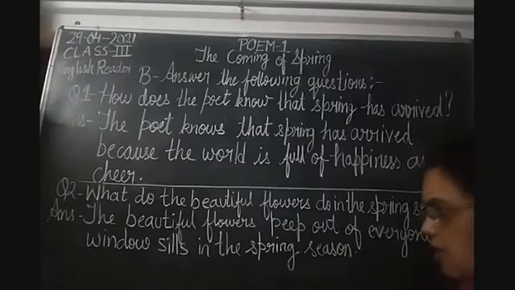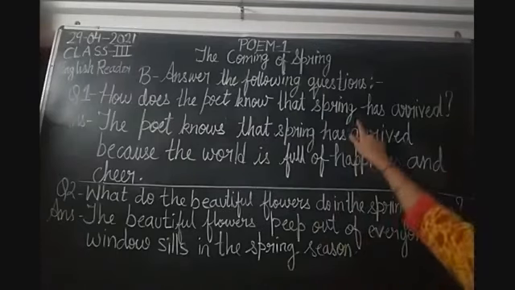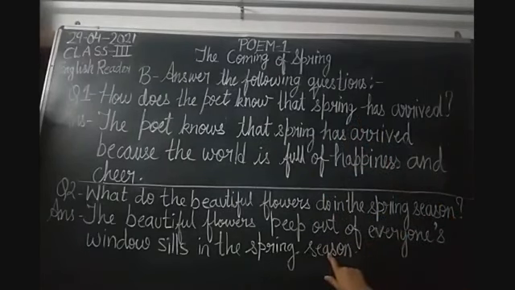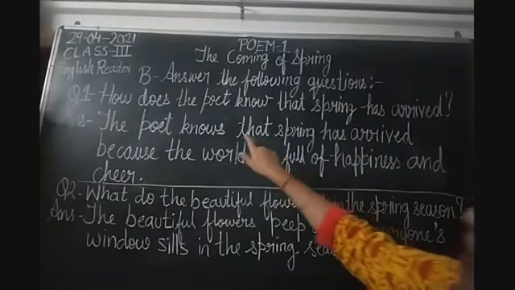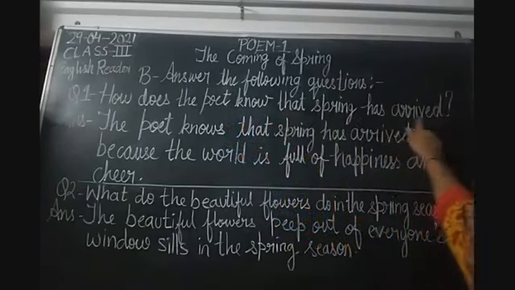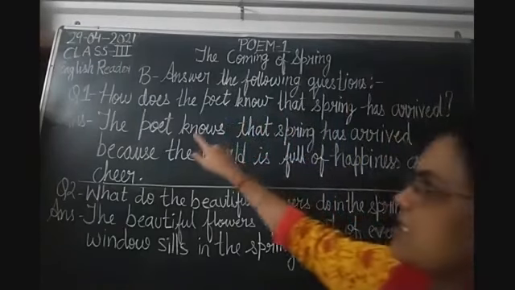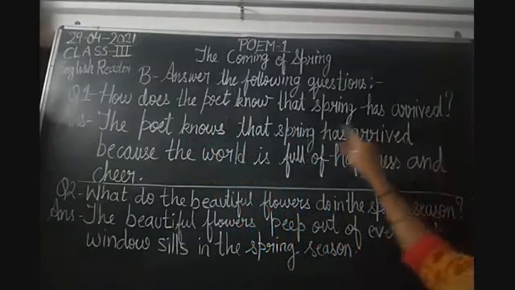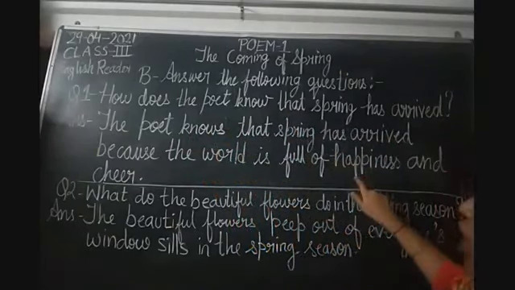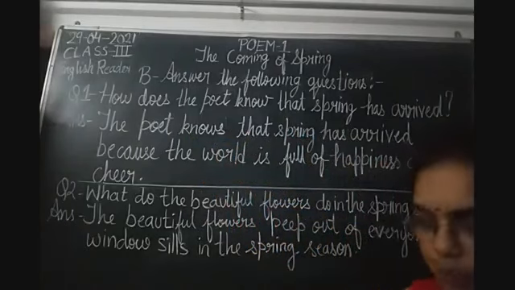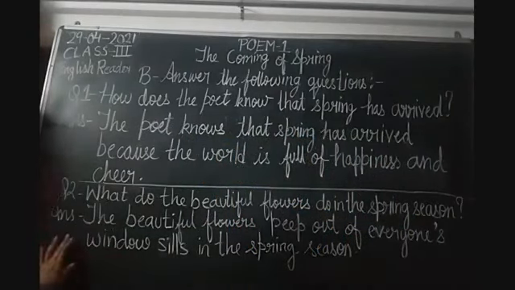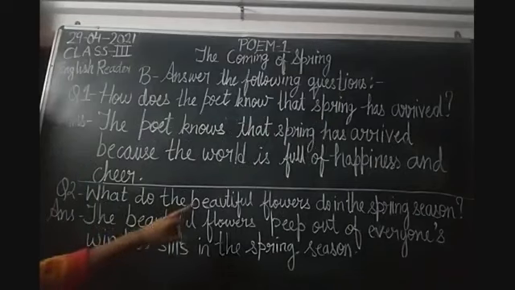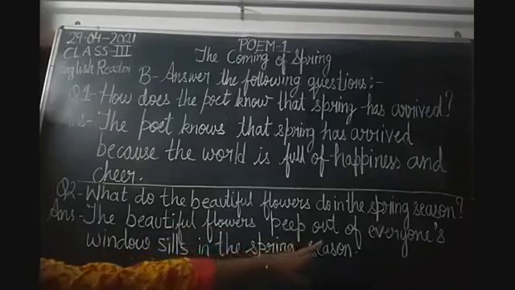सबने लिखा? Fine. Now I'm going to revise these two and then I'm going to erase the board. So write fast. Question 1. How does the poet know that spring season has arrived? The answer is the poet knows that spring season has arrived because the world is full of happiness and cheer. Question 2. What do the beautiful flowers do in the spring season? The answer is the beautiful flowers peep out of everyone's.